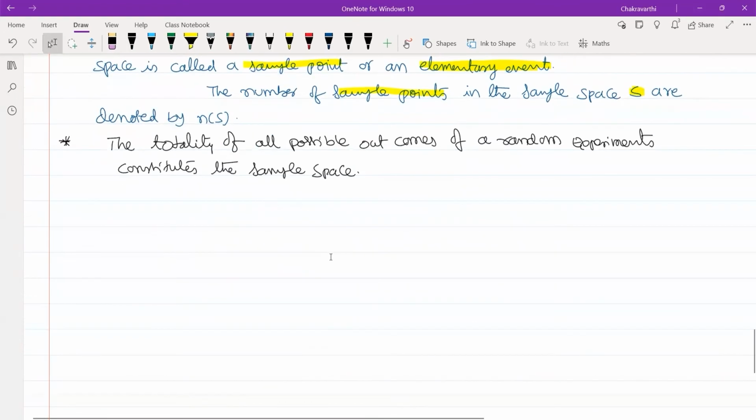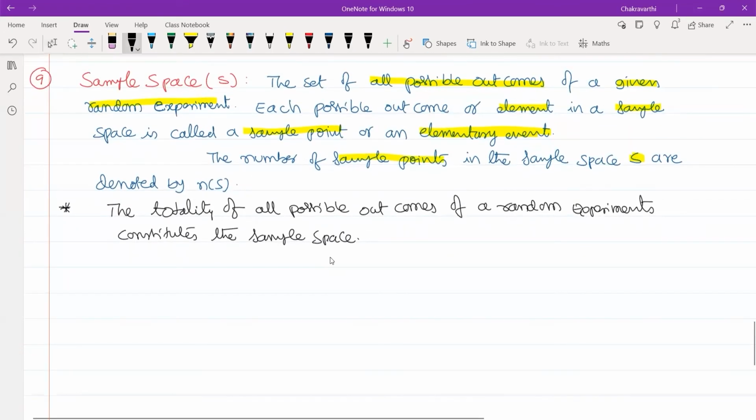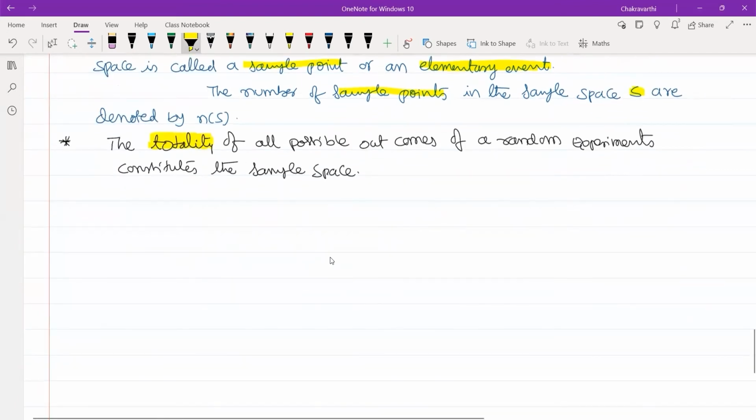Totality of all possible outcomes: this word is highlighted. You have to prepare notes and use a highlighter. So highlight these points here. Before the examination, you have to read all of these. Total possible outcomes of a random experiment constitute the sample space.